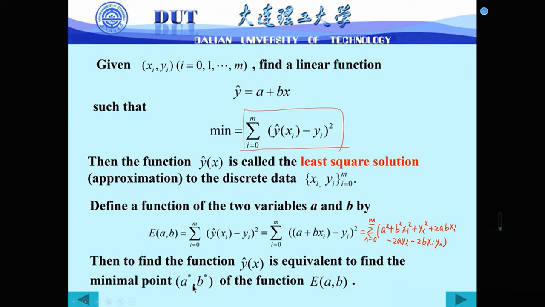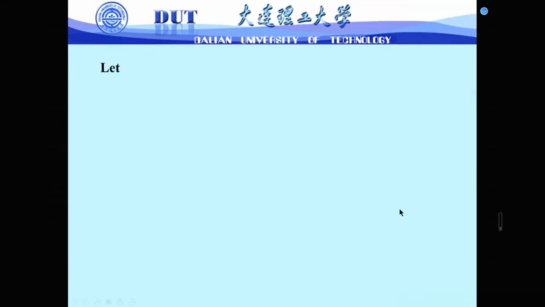Okay, now we come to another problem. We are given a bivariate function E(a, b). How to find its minimum point? By calculus, we need to find the zero point of the gradient. Remember, this is basic knowledge in calculus. So we need to compute the gradient, the two partial derivatives. Firstly, partial E partial A equal to 0. And second, partial E partial B equal to 0.